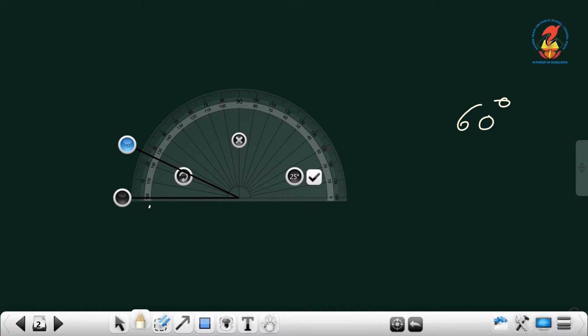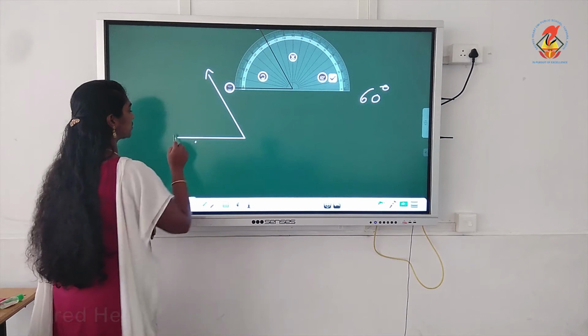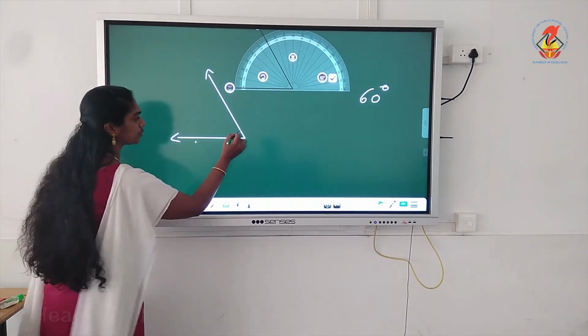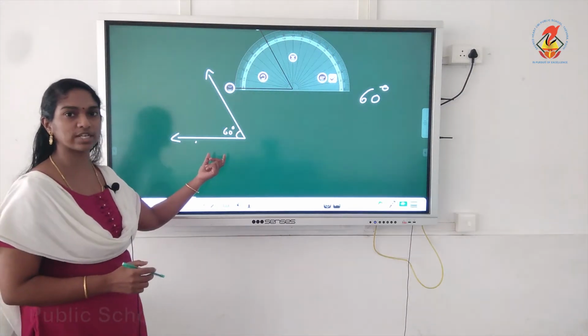See children, the numbers are changing over here. 25, 30, 35, it's coming, 40, then it's moving, see, I got 60 degree. So, this is my 60 degree angle. I have drawn this angle using the outer scale.